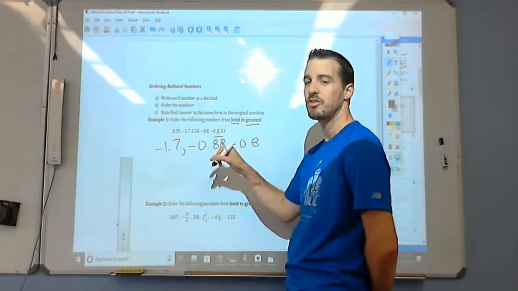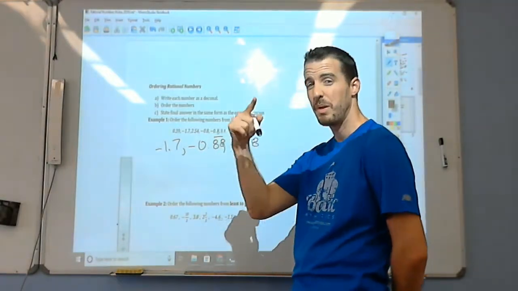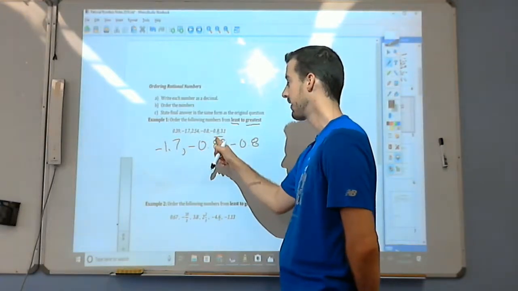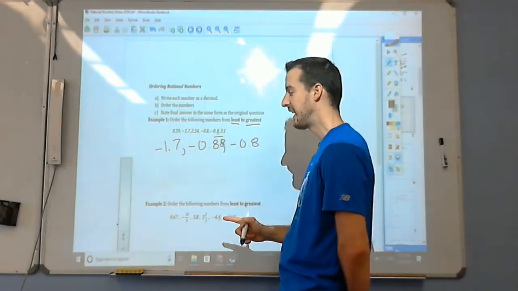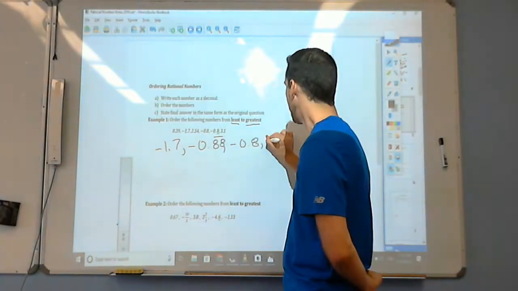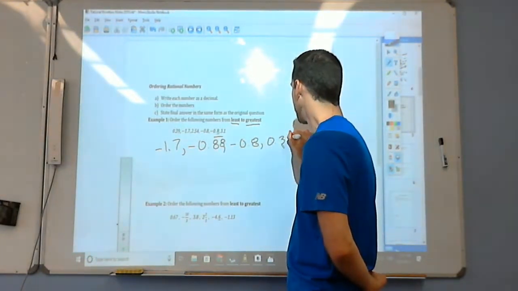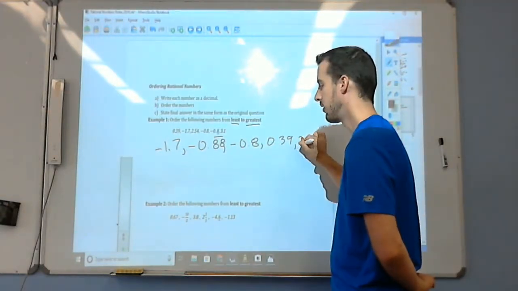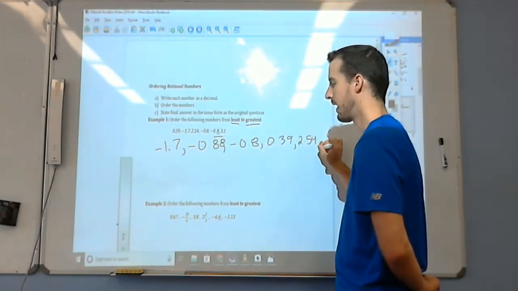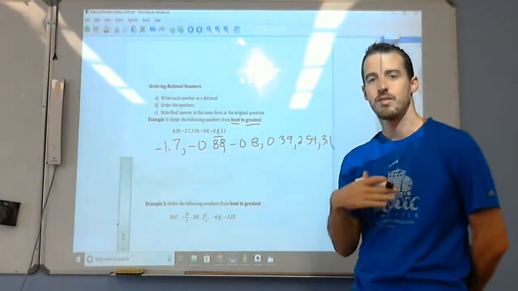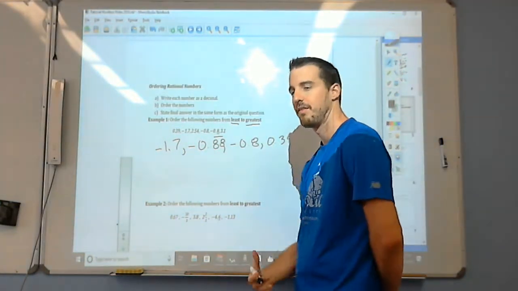So sometimes you need to draw that repeating bar to help you remember in your head when you're ordering it. But these two numbers are not the same, because this 8 continues to infinity and beyond, if you're a big Toy Story fan. All right, positive 0.39, 2.54, and we end with 3.1. Okay, that would be your final answer.